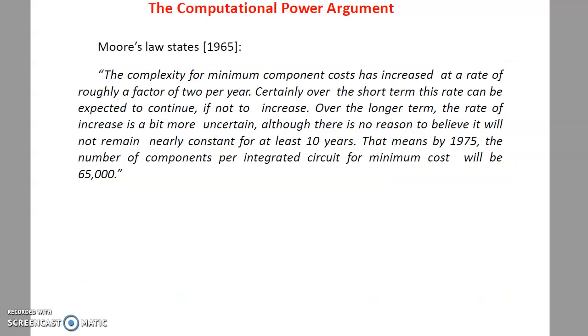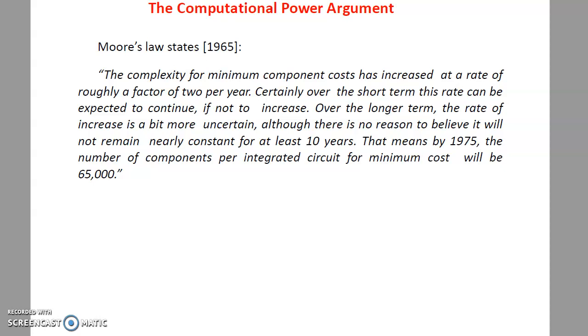Then there was a computational power argument. Moore's law was stated in 1965. It stated that the complexity for minimum component costs has increased at a rate of roughly a factor of 2 per year. Certainly, over the short term, this rate can be expected to continue, if not to increase. Over the long term, the rate of increase is a bit more uncertain, although there is no reason to believe it will not remain nearly constant for at least 10 years. That means by 1975, the number of components per integrated circuit for minimum cost will be 65,000.